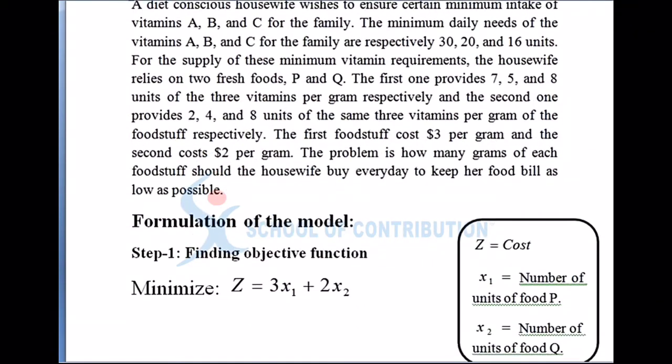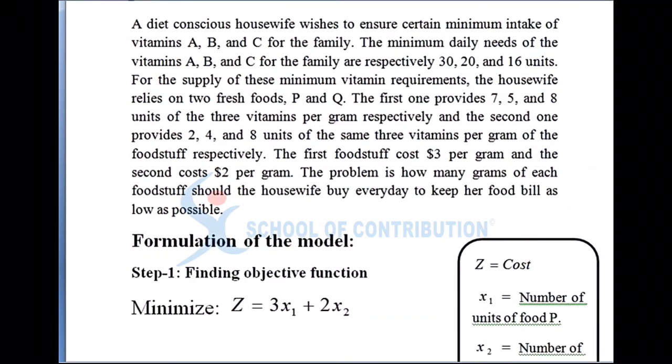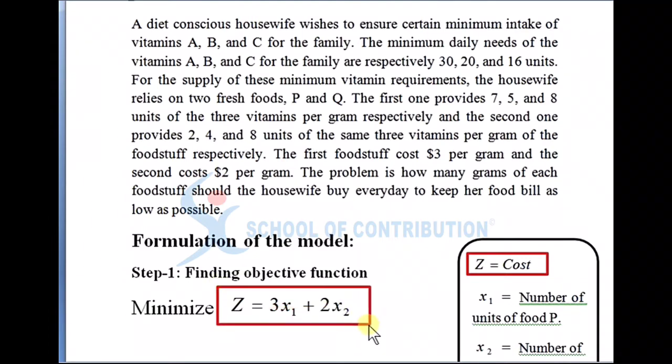So first we formulate the problem using the information from the passage. For the sake of explanation, we denote Z for cost, and this is our objective variable. Now given the objective variable, we want to minimize the value of this objective variable, that means cost. Since we do not know how many units of P and Q we purchase, we let x1 units of food P and x2 units of food Q be purchased. So these are the units of food we purchase for P and Q.